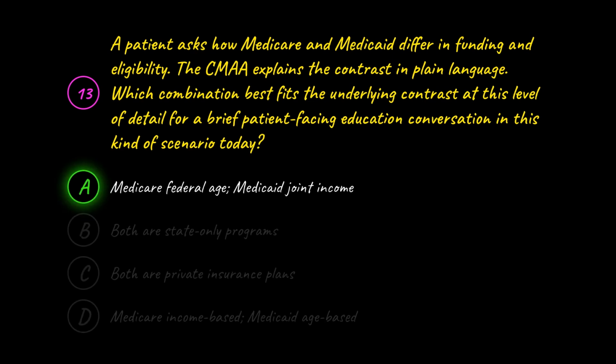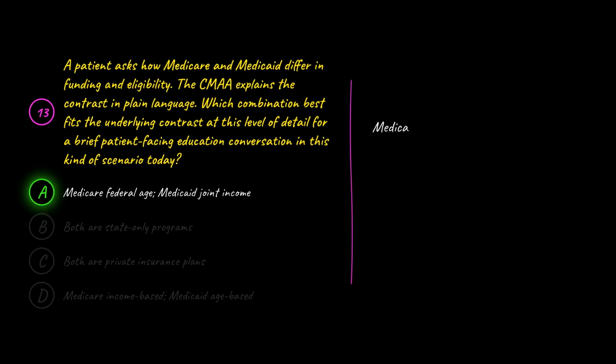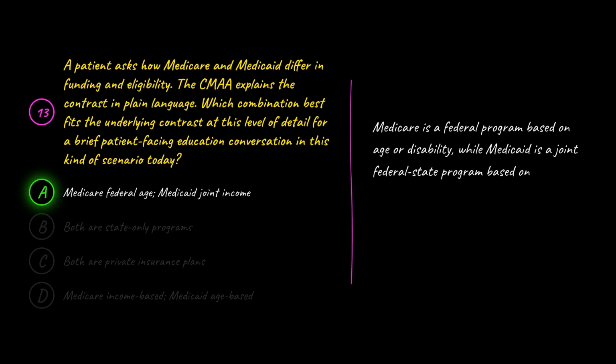The correct answer is A. Medicare federal age, Medicaid joint income. A is correct because Medicare is a federal program based on age or disability, while Medicaid is a joint federal-state program based on income, with different funding sources, administration, and benefit design across the two programs.